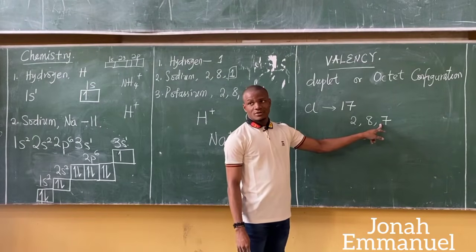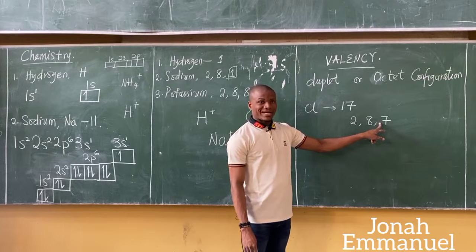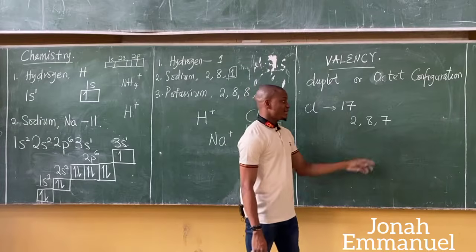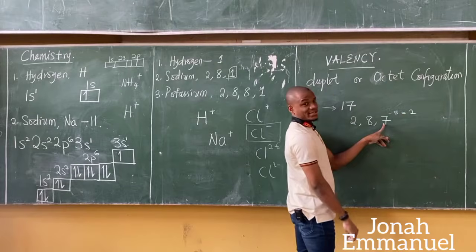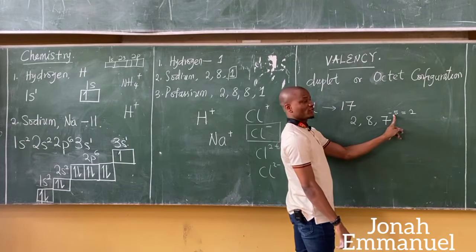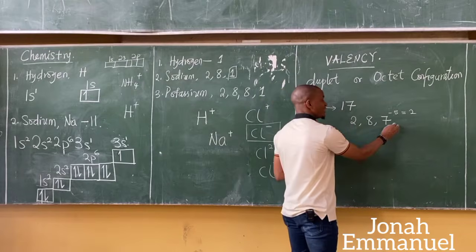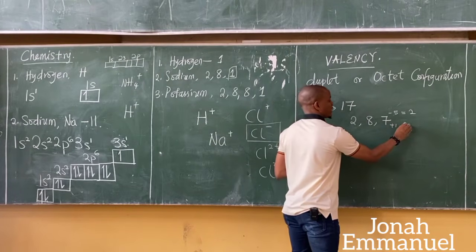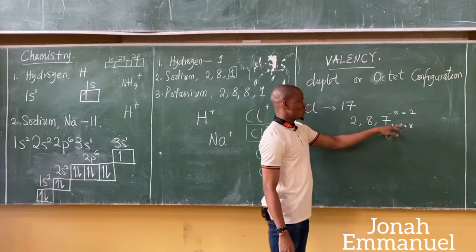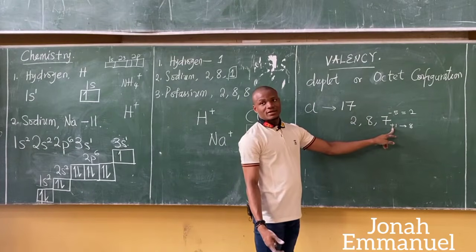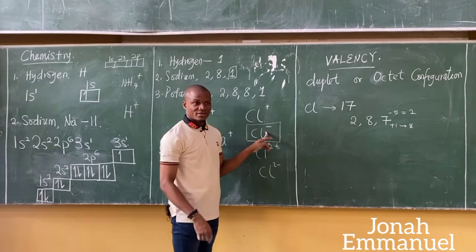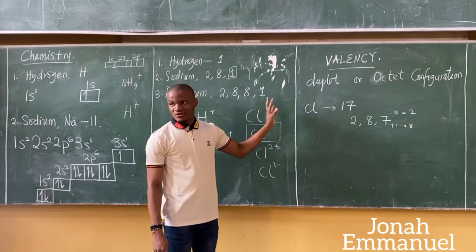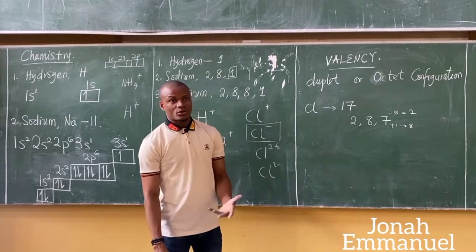Is it stable? Of course not, it's 7. It's not octet, that's 8. It's not duplet, that's 2. There are two ways for this to be stable. It's either to lose 7 to become duplet, or it can simply gain 1 to become 8, octet configuration. So between losing and gaining 1, which is easier? Gaining 1. So you gain 1 electron to become Cl minus. That's the concept behind writing all these things. We good?